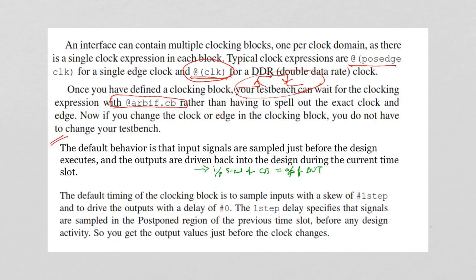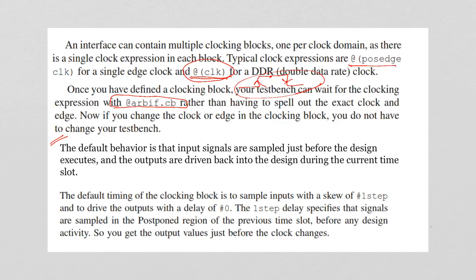Input signals of the clocking block are nothing but output signals of the DUT, or they are simply inputs of the test bench. And output signals of the clocking block are simply inputs for the DUT and they are outputs of the test bench. So the clocking block and test bench are going to be the same. So the default behavior of a clocking block: when does it sample the input signals, and when does it drive the output signals?